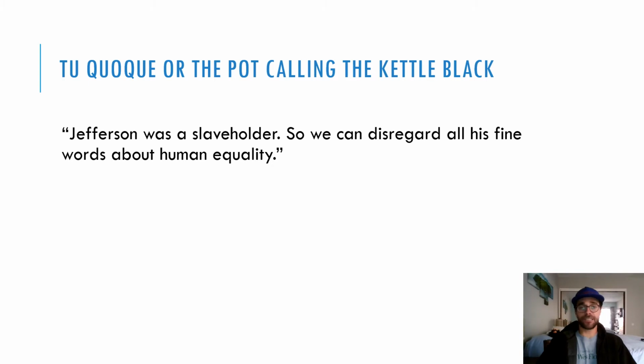The next fallacy is the tu quoque, or the pot calling the kettle black fallacy. This is often also referred to as the hypocrisy fallacy. Here, we're suggesting that because you are being a hypocrite, your argument is bad. So Jefferson was a slaveholder, so we can disregard all his fine words about human equality.